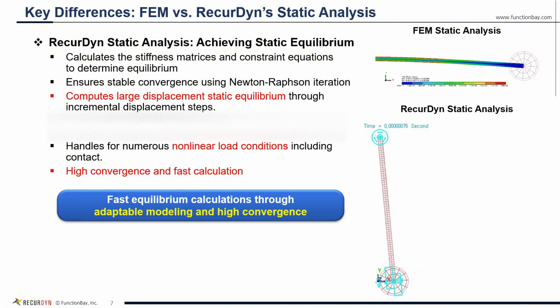To solve this problem, you have to input a very small rotational stiffness into the revolute joint. On the other hand, multi-body dynamic software easily solves the static equilibrium of this model. While it may seem similar to conventional static analysis method, there is a huge difference here.